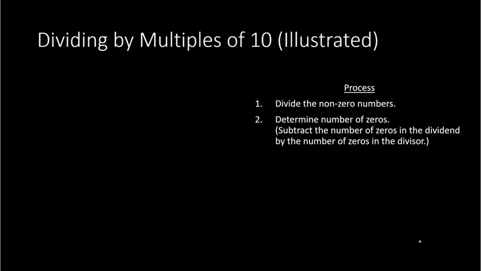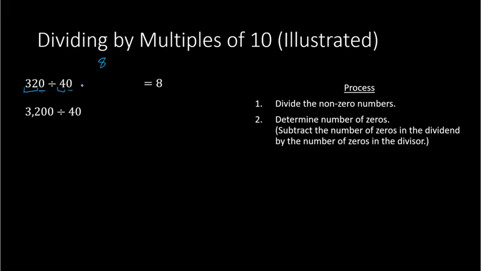So for example, if we had 320 divided by 40, we can take the non-zero numbers, the 32 and the 4, and divide those like normal. 32 divided by 4 is 8. Then we determine the number of zeros by looking at the zeros in the dividend, 320, and the divisor, 40. We have 1 zero in the dividend, and 1 in the divisor. 1 minus 1 is 0, so we have 0 zeros. So your answer would just be the number 8.